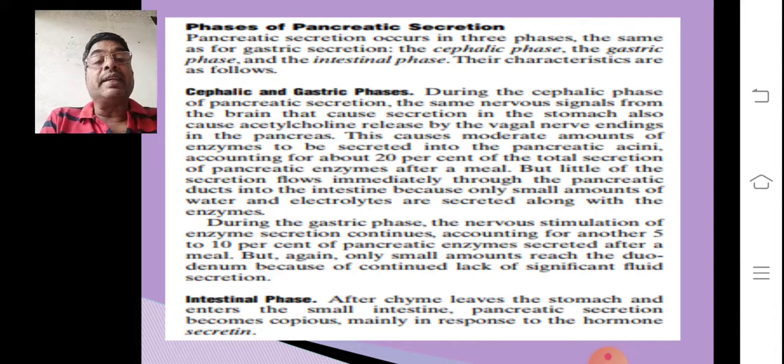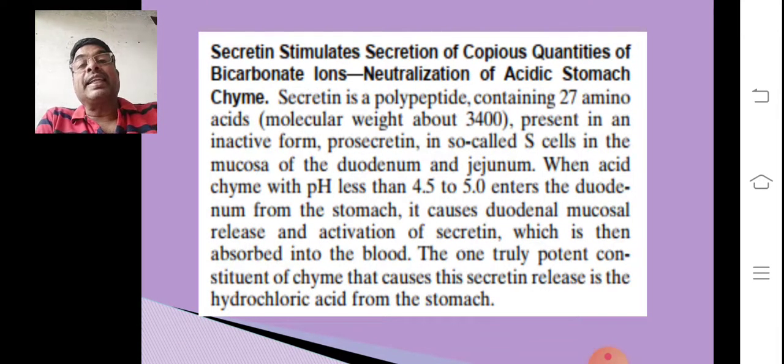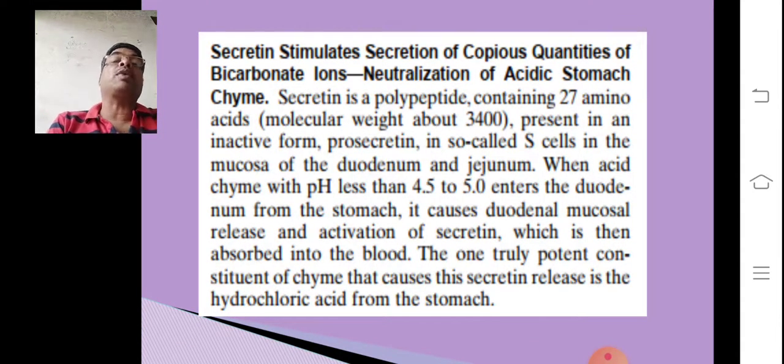The second phase is the intestinal phase. After chyme leaves the stomach and enters the small intestine, pancreatic secretion becomes copious, mainly in response to the hormone secretin. Secretin stimulates the secretion of copious quantities of bicarbonate ions, neutralizing the acidity of the stomach chyme. Secretin is a polypeptide.